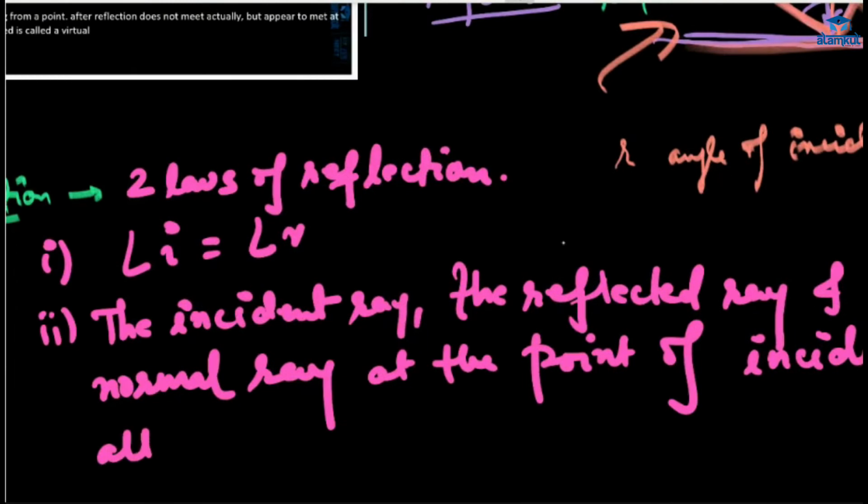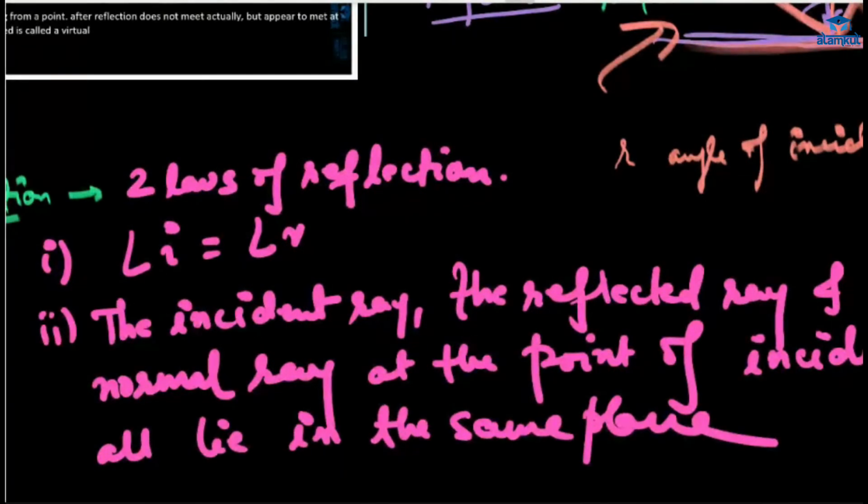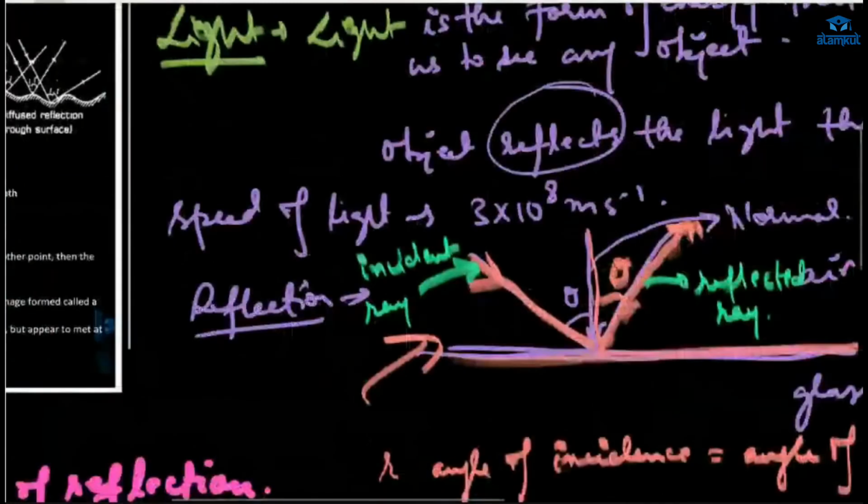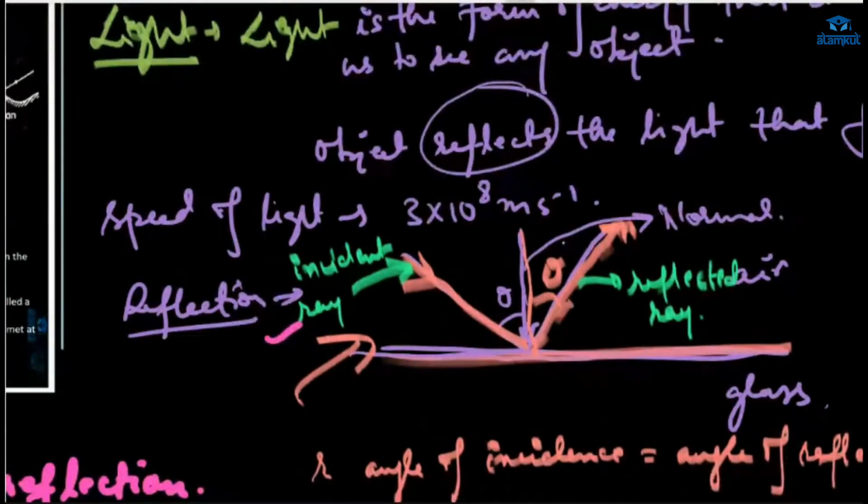I will tell you what this is. Here we have the incident ray, here we have the reflected ray, and here we have the normal ray. At the point of incidence, all rays are coming to the same point, either coming to the point or emerging from it. All are from the same point and lie in the same plane. This is the plane. All lie in the same plane at the point of incidence.